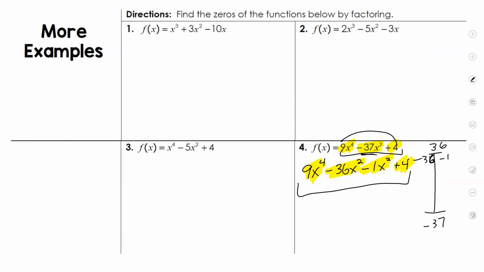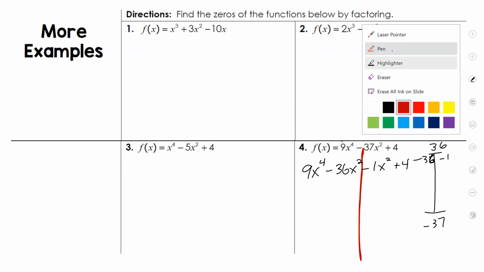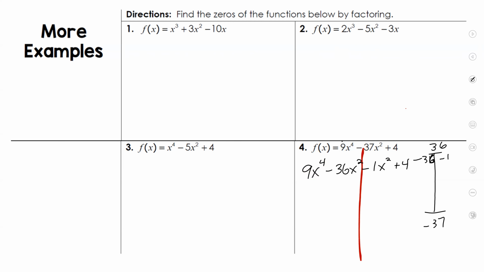Now that I expanded it, I can now do grouping, which we learned yesterday. So let's go ahead and group these together. I'm going to split it down the middle, and we'll do the GCF of each side. So what can these both be divided by? Yep, an x squared, and what else? Yes, let's do 9. So 9x squared is your greatest common factor.